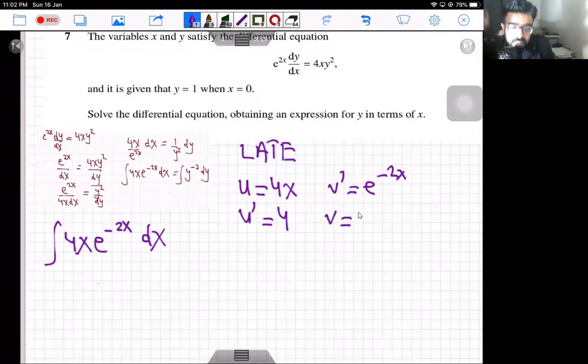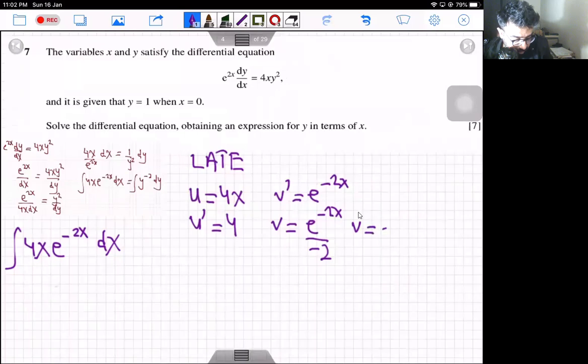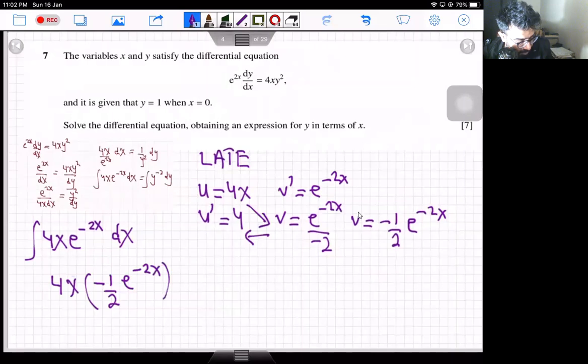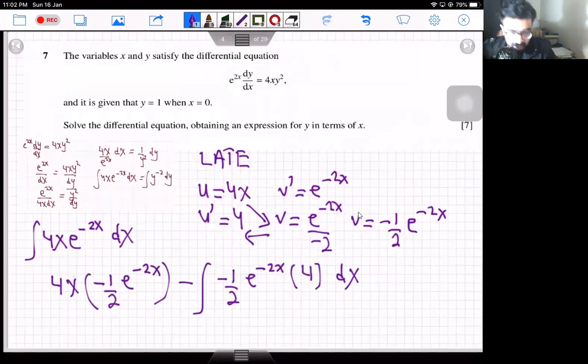When e raised to the power minus 2x is integrated, it will be e raised to the power minus 2x divided by minus 2. Therefore, we can say that v is equal to minus 1 over 2 multiplied by e raised to the power minus 2x. So the sequence is uv minus the integration of vu dash with respect to x. Okay, so 4x multiplied by minus 1 over 2 multiplied by e raised to the power minus 2x, minus the integration of minus 1 over 2 e raised to the power minus 2x multiplied by 4 with respect to x. So first of all, we can actually simplify these terms.